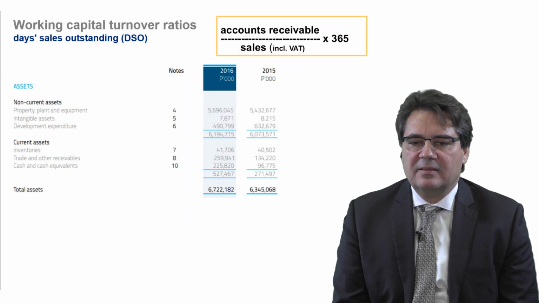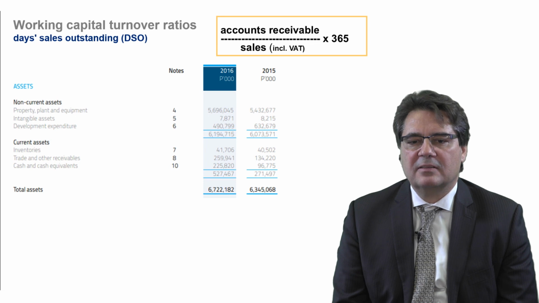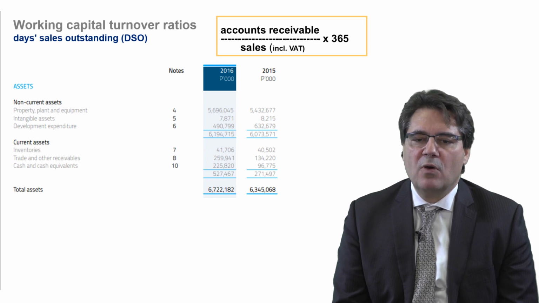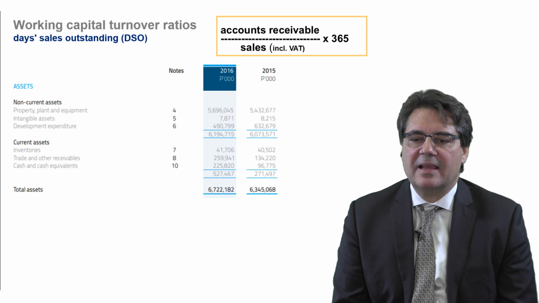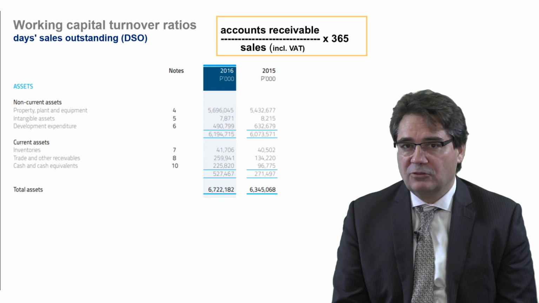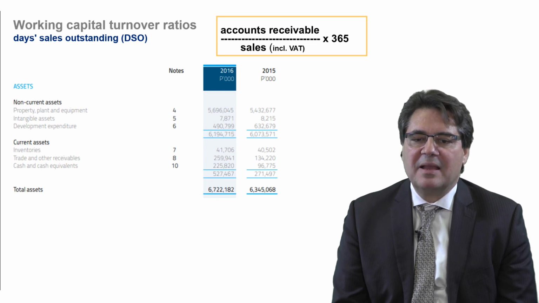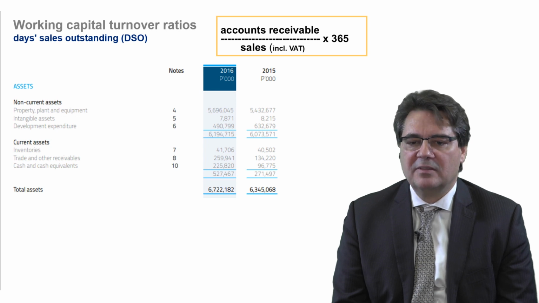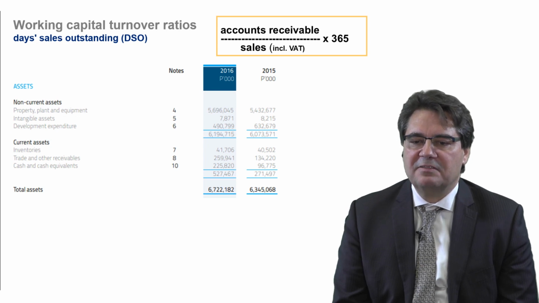Further in our analysis, understanding the key factors explaining the working capital trend requires breaking down the working capital turnover ratio. For starters, the first ratio to compute is the days sales outstanding: accounts receivable divided by sales, including VAT, multiplied by 365.